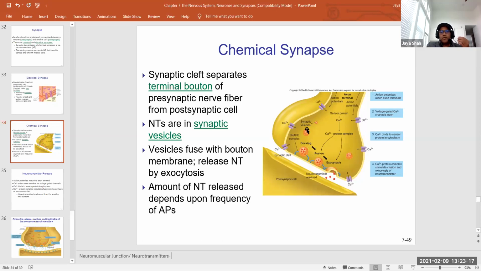You see, the vesicle is docking here and then fuses with the axon terminal plasma membrane and is released by exocytosis. Now what happens? This red dot neurotransmitter, it may be acetylcholine. For this neurotransmitter, there is a receptor on the plasma membrane of the postsynaptic cell.